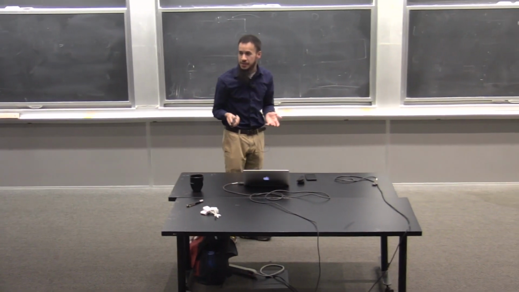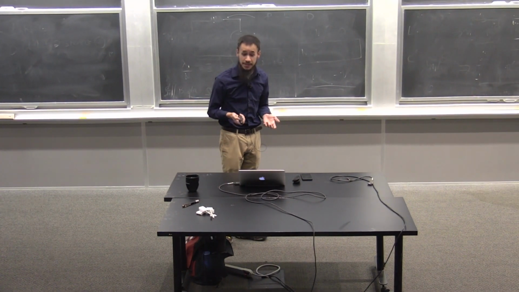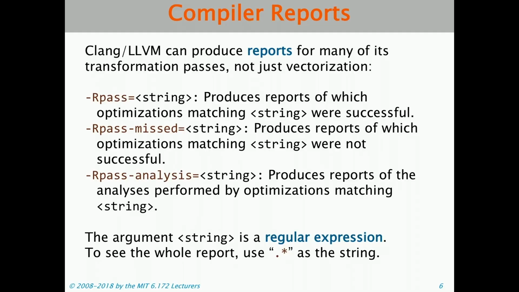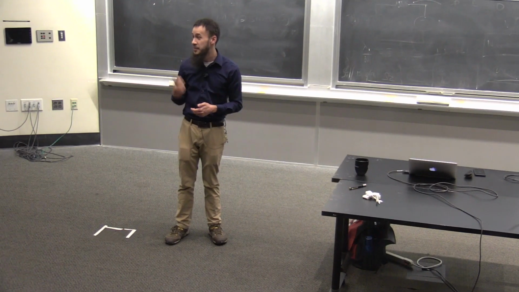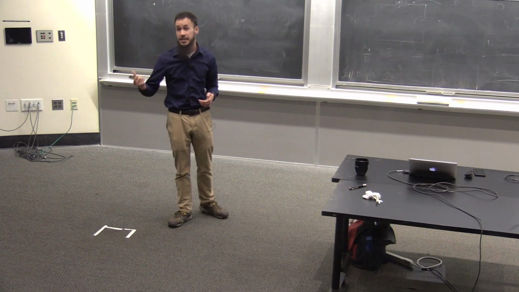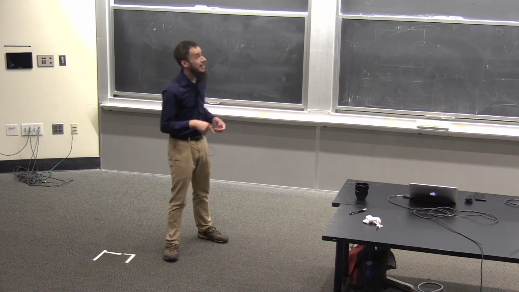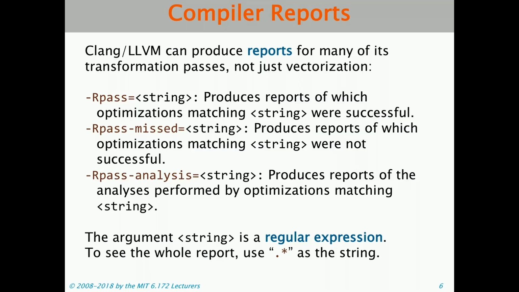Now, some good news in terms of trying to understand what the compiler does, you can actually just ask the compiler, what did you do? And you've already used this functionality, as I understand, in some of your assignments. You've already asked the compiler to give you a report specifically about whether or not it could vectorize some code. But in fact, LLVM, the compiler you have access to, can produce reports not just for vectorization, but for a lot of the different transformation passes that it tries to perform.